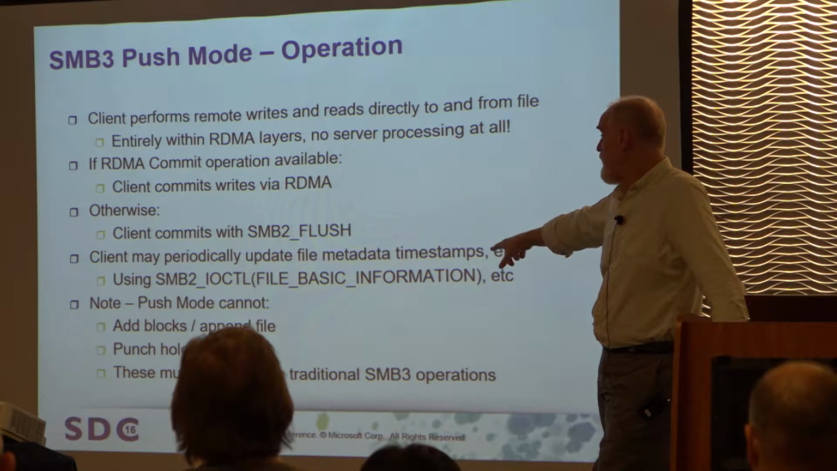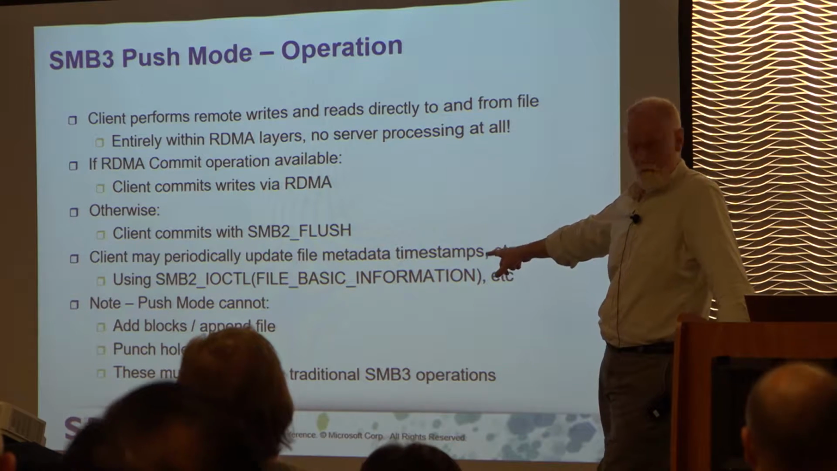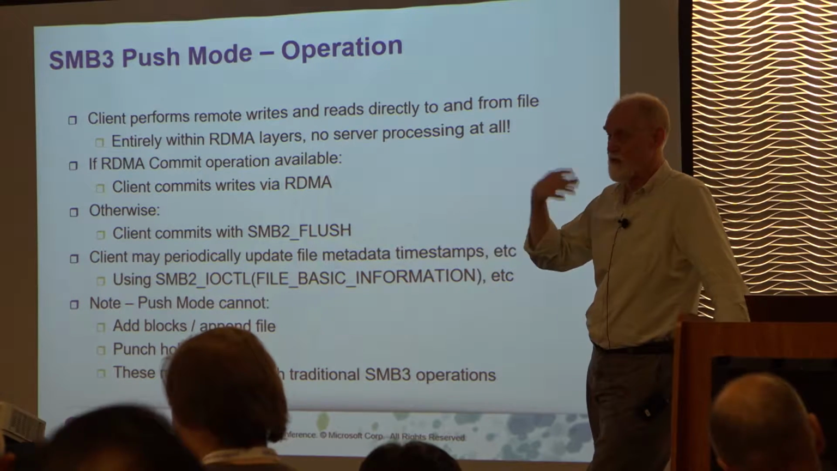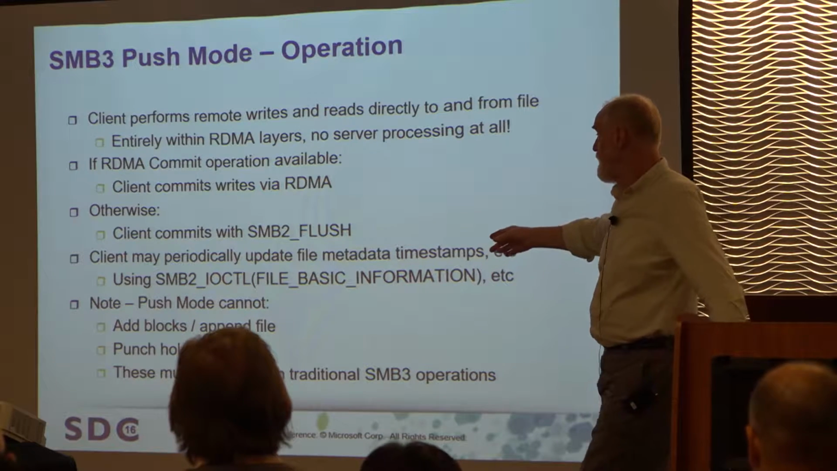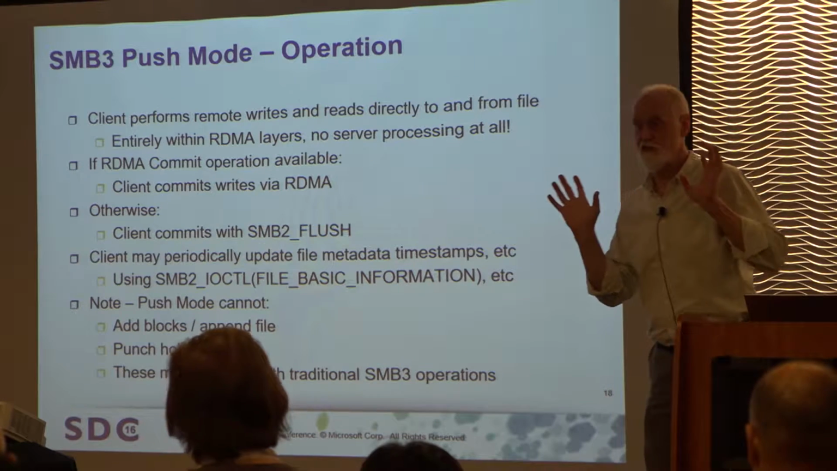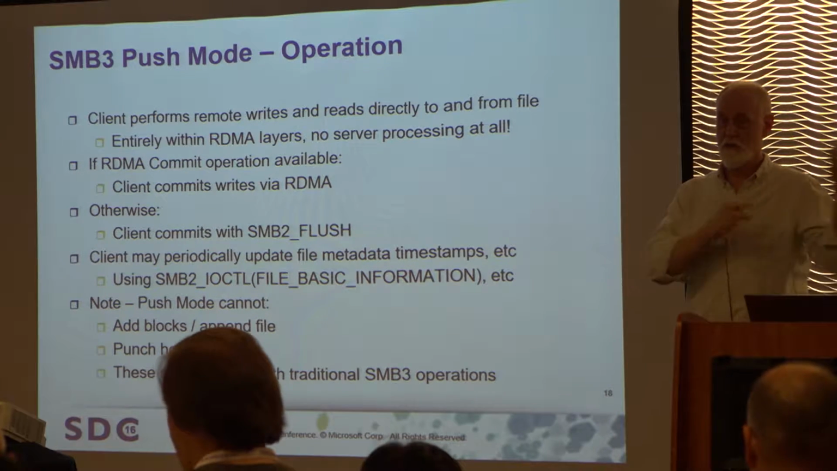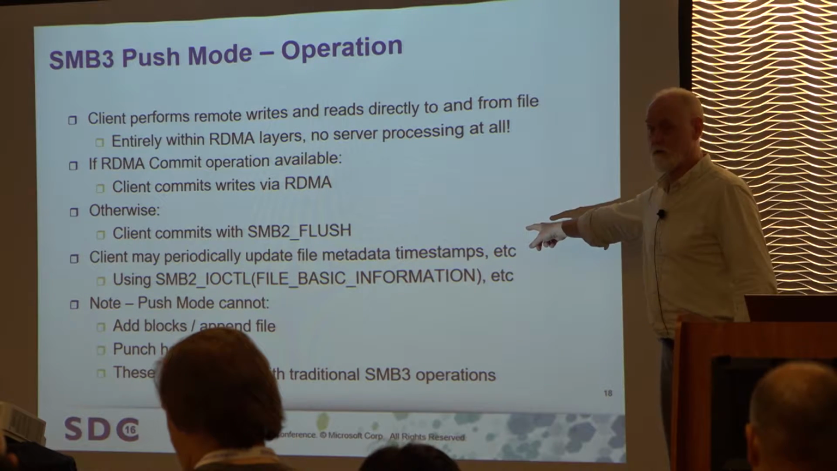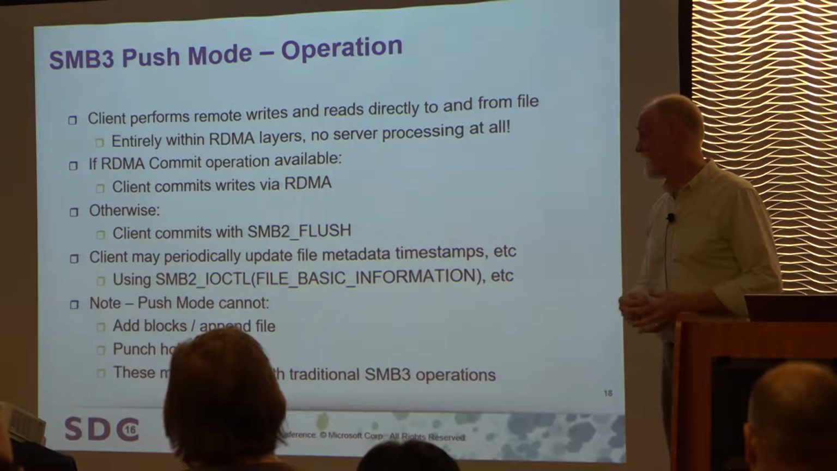The client may periodically update the file metadata. There's an ioctl, file basic information, which is basically like NFS setattr. It sets the attributes of the file. So for instance, if the client is writing the file and the server CPU doesn't know it, how does the timestamp get updated, right? It's the client's responsibility to do that at this point. The flush can do it. That might be an advantage. But the client can also do it with one of these things.